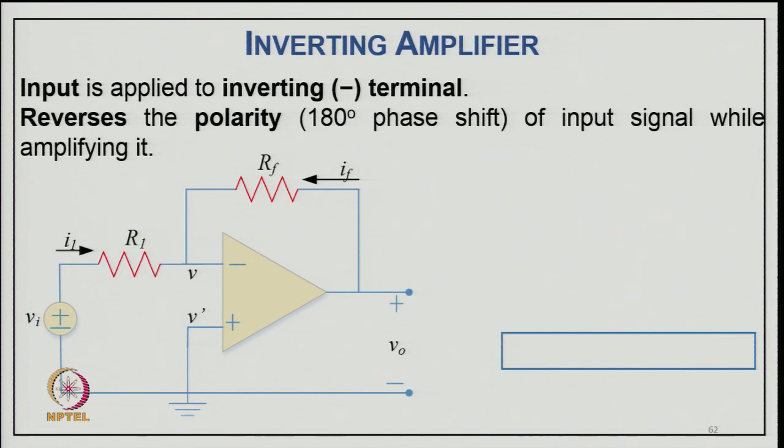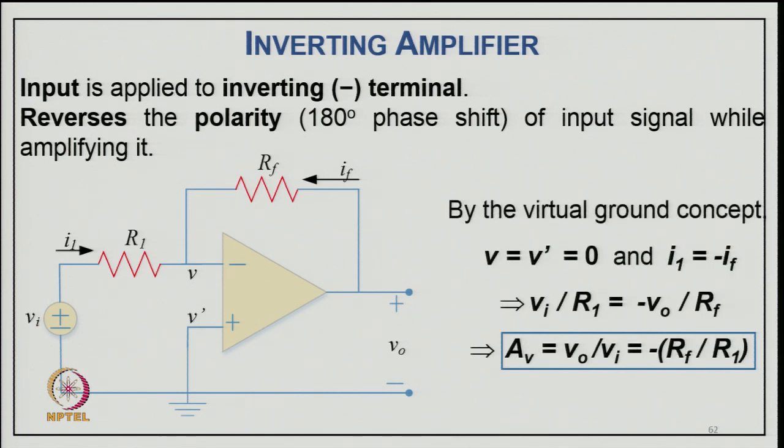And now this is what you can call an inverting amplifier. The input is given to the negative terminal with the feedback, and the polarity reverses, a 180 degree shift of the input signal, while typically amplifying it. By virtue of the virtual ground, V o equal to V dash equal to 0. That is the reason I 1 equal to I f, or V I upon R 1 will be equal to minus V o upon R f. The voltage gain will be V o upon V I, that is minus R f upon R 1, and you can set this gain by adjusting the values of R f as well as R 1 with the negative feedback.